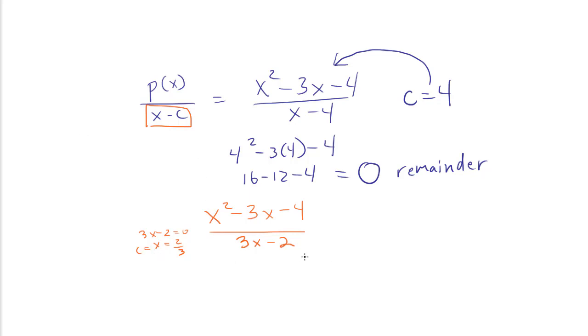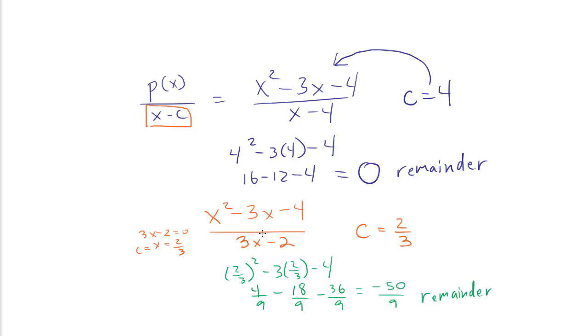That is going to be my c value. So now, in this case, my c equals 2/3, and that's what I want to plug back into my numerator function. I'm going to get minus 50 divided by 9. And we can deal with these presentations and calculate c and use our remainder theorem.